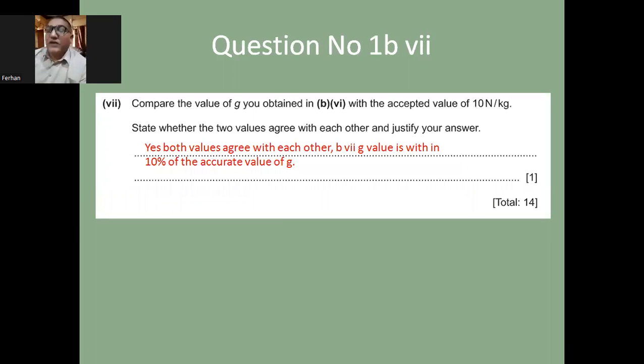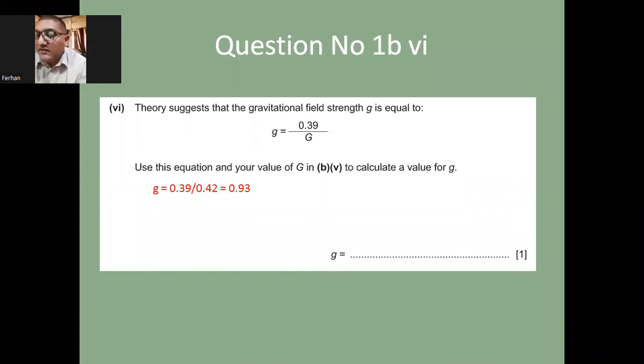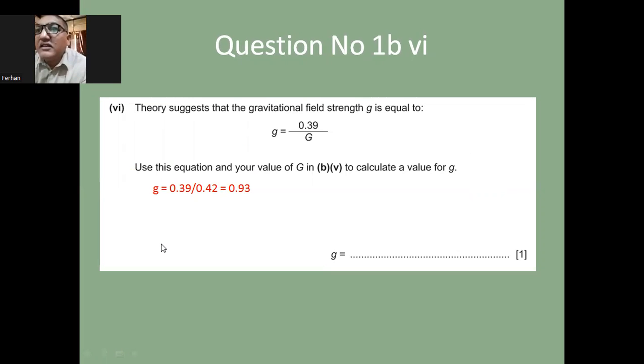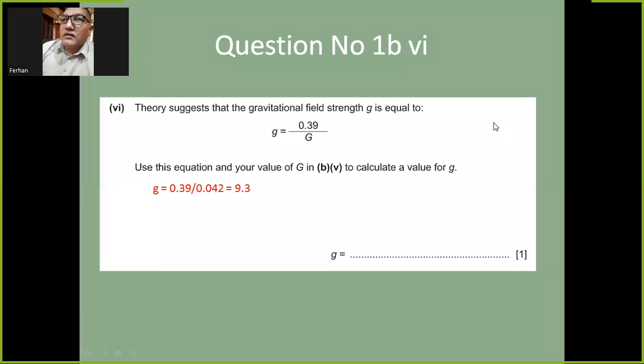Okay. In the next part, it says compare the value of g you obtained in the B sixth part with the accepted value of the small g. Accepted value is 10 Newton per kg. The value we found is, I wrote here 0.93. Let me confirm first of all. I think there is a little problem with this value. So let me check.